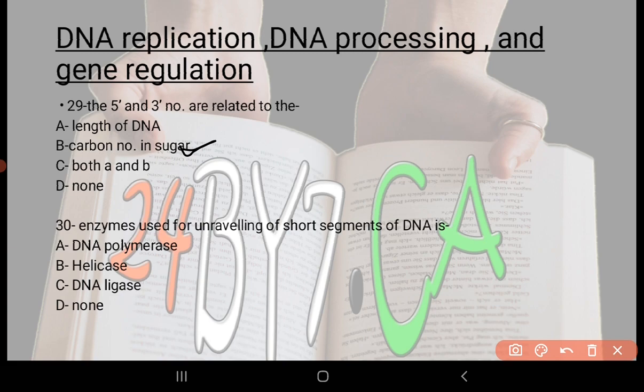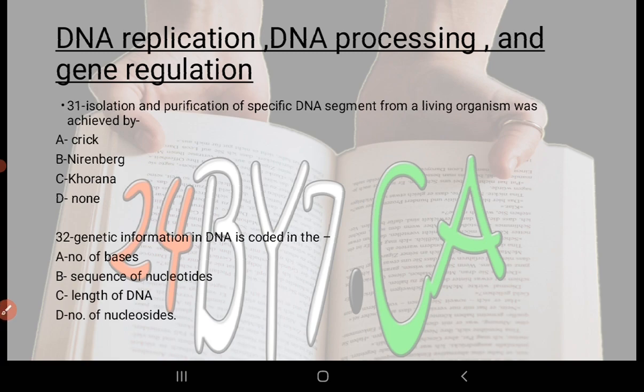Next question. The enzyme that is used for unraveling of short segments of DNA is option A, DNA polymerase, option B, helicase, option C, DNA ligase, or D, none. So the right answer is option B, helicase. The enzyme that is used for unraveling of short segments of DNA is helicase. Next question.